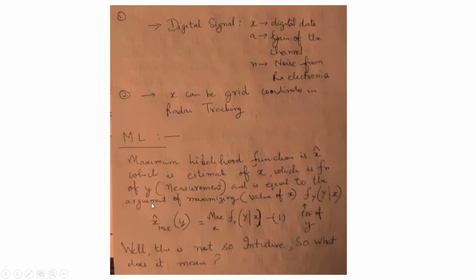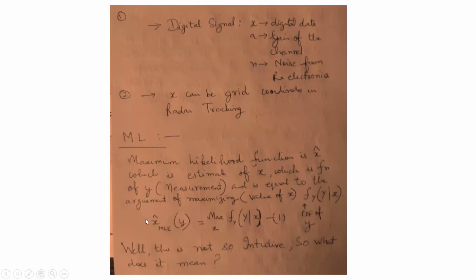It is equal to the argument of maximizing. Argument of maximizing means this estimate will be equal to that value of x which maximizes this function. What is this function? This is f_y(y given x). This is actually the PDF of y given x, right?